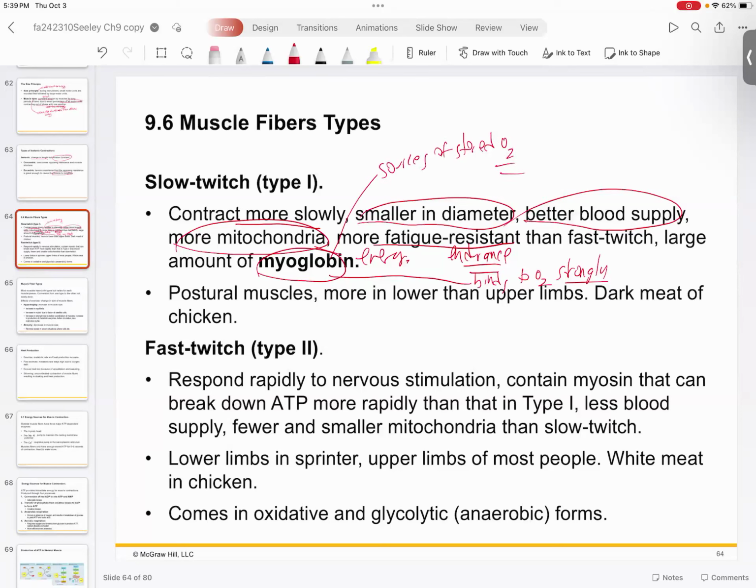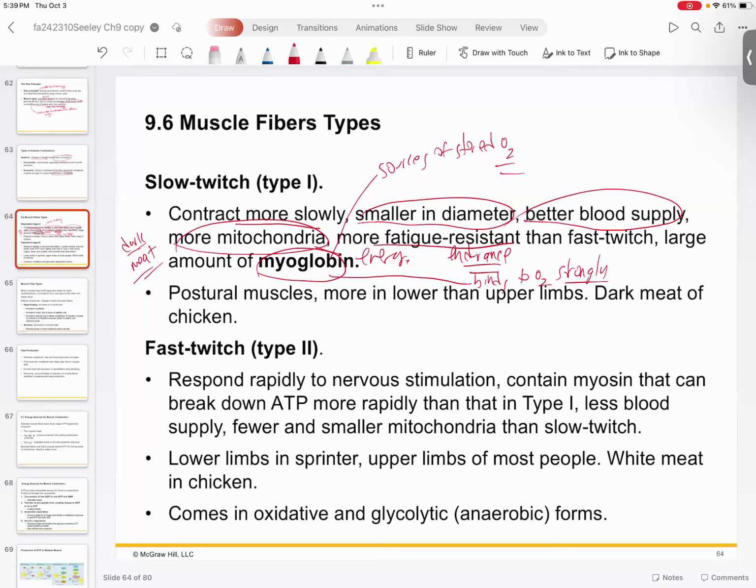Because this is a vascular type of muscle, these slow twitch types are basically the red meat, right? So this is basically your red meat. Dark meat. So if you're looking at poultry, dark meat versus white meat situations, that's basically what you're looking at. You're looking at slow twitch versus fast twitch muscle.